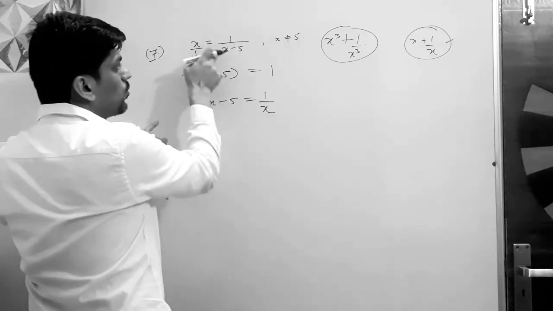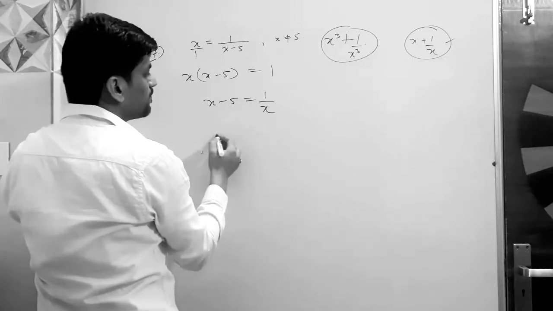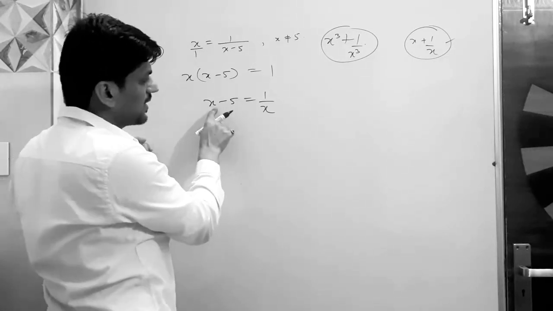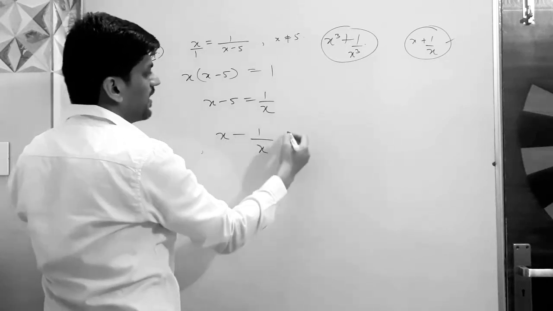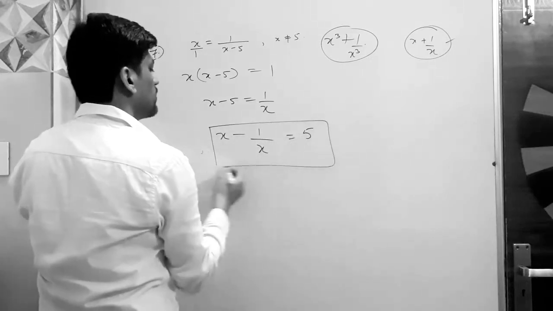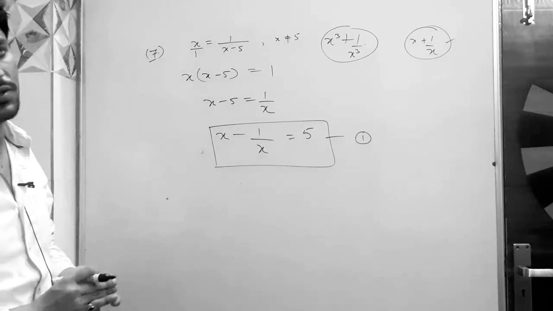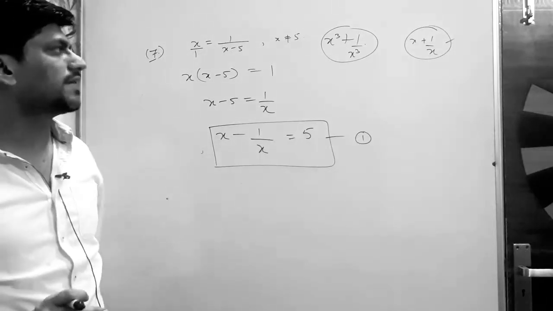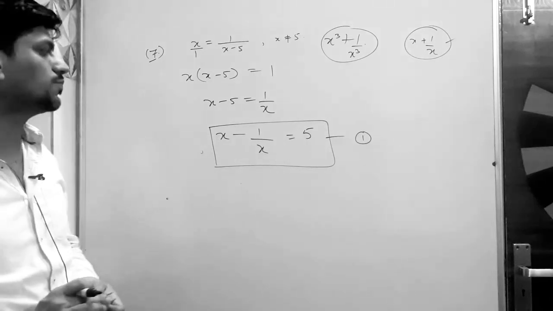If you interchange these, then this same step will come directly. Now what you have to do, keep x as it is, take 1 by x to the left side, so 5 will become positive on the right hand side. So yes, x minus 1 over x, this is what we got. So that is equation number 1. So x minus 1 over x is 5. We need to find the value of x cube plus 1 over x cube.